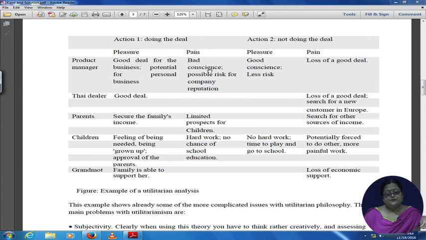From this also, you are doing the deal with a feeling of pleasure, like securing the income of the parents. But how do you know? In this case, the main question is whether the family is able to support the grandmother. So how do you know that the man shares the full income for the purpose of the family or the maintenance of the grandmother?